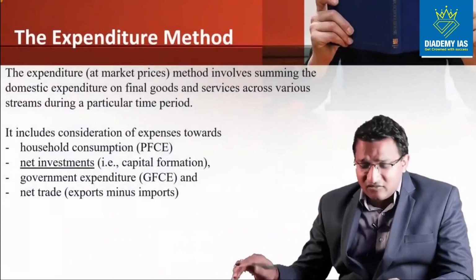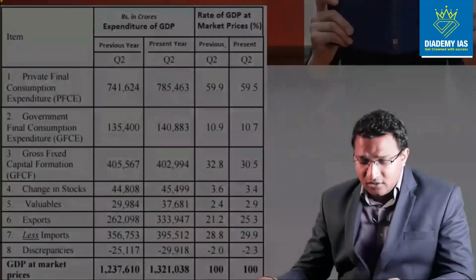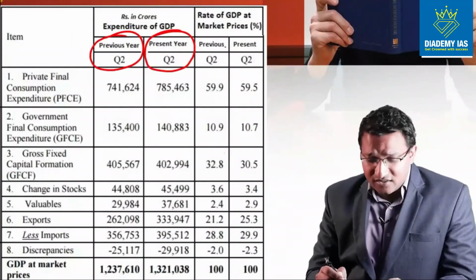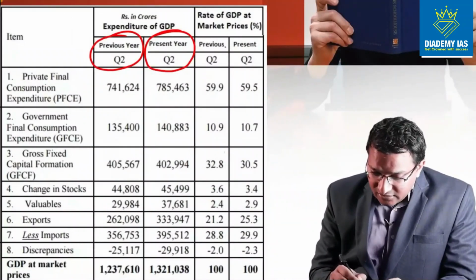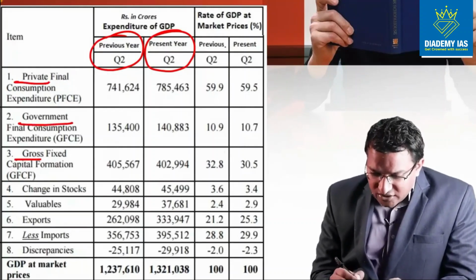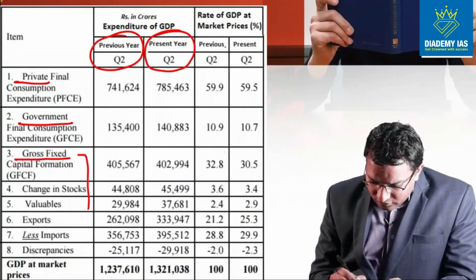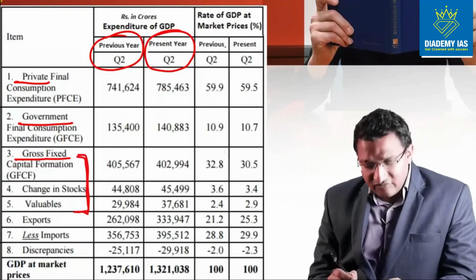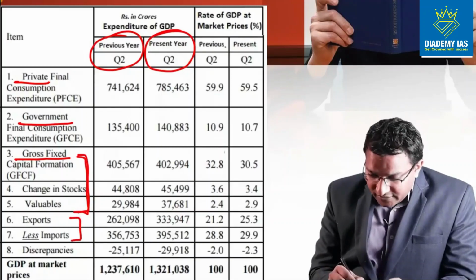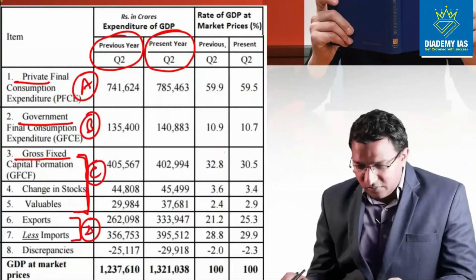Now the expenditure method, where we have already seen these 4 variables. How do we calculate? We pick up the figure of the previous year and the figure of the present year of the same quarter, right? Here we can see the private final consumption expenditure, the government final consumption expenditure, the gross fixed capital formation, which represents the investment, then net exports, right? So these are the 4 categories: A, B, C, D. These are the 4 variables, right?